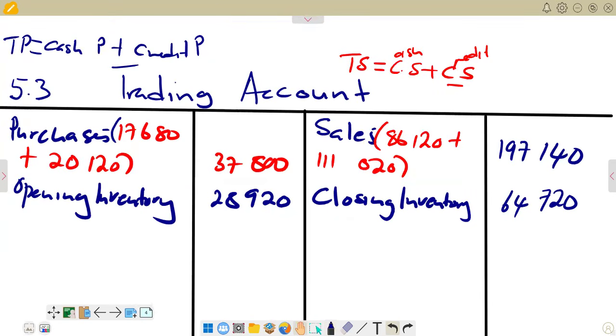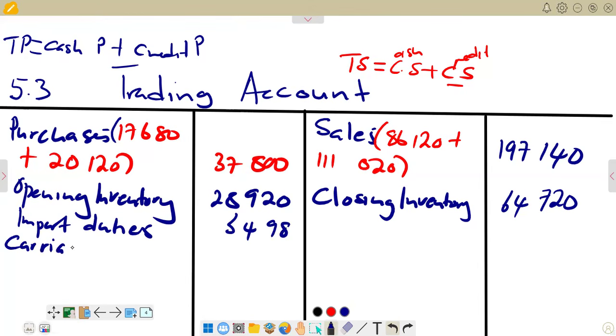So we come on the debit side, and we are saying here we are supposed to put our import duties. The figure that we have is 3,498. And then we also have carriage on purchases, 3,600.